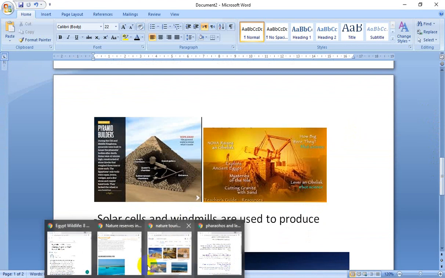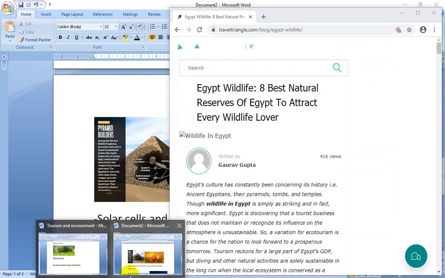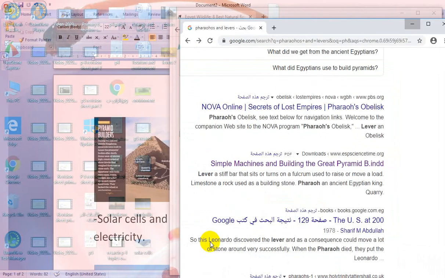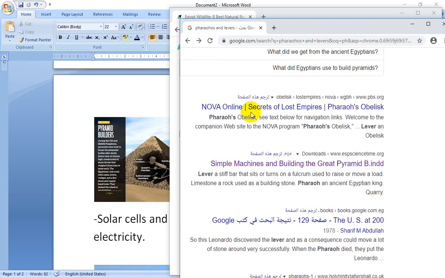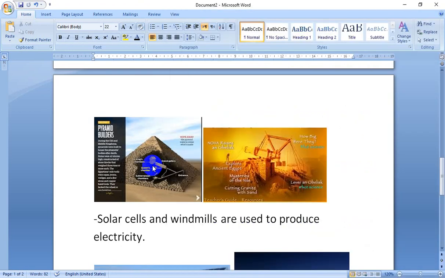Okay, if you search in Google, you can find a lot of information about these levers. This is a good one. Simple machines and building the Great Pyramid. Lever is a stiff bar that sits or turns on a fulcrum, used to raise or move a load, limestone, a rock used as a building stone. They used a ramp, you know, it's like sliding. Okay, so you can find a lot of information here. And also, I found a lot of pictures and photos about levers in building pyramids.